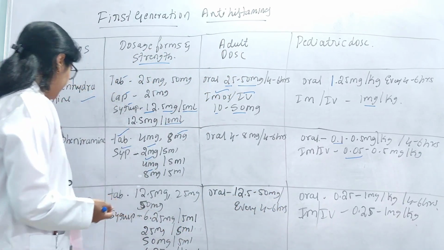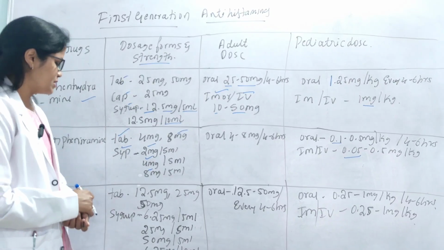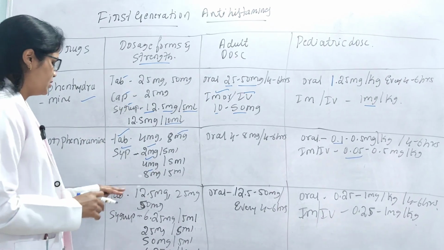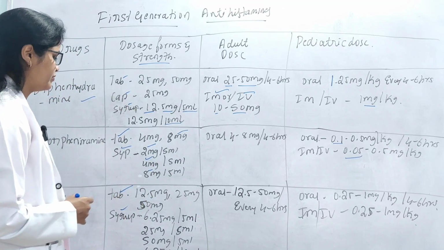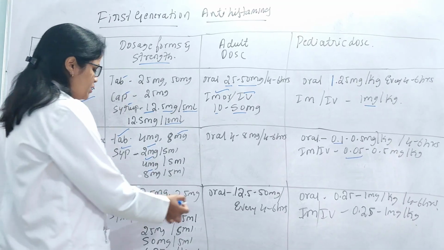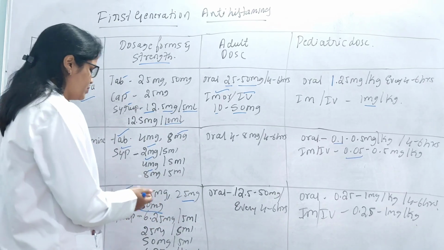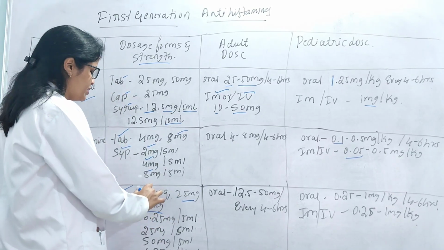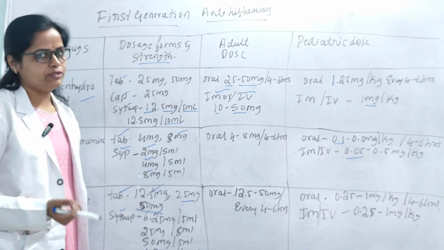And next drug is promethazine. Promethazine is available in the form of tablet as well as syrup. The tablet is available in 3 strengths, that is 12.5 mg, 25 mg and 50 mg.